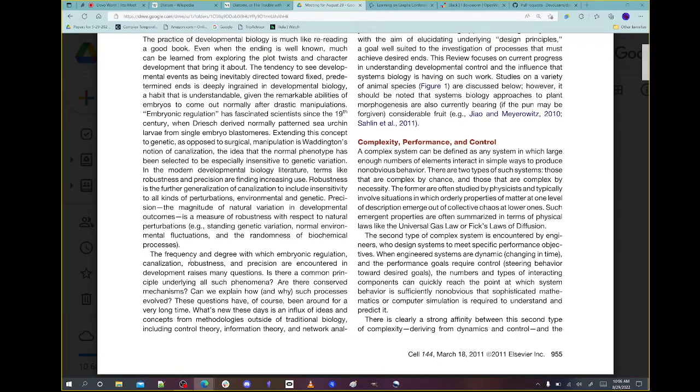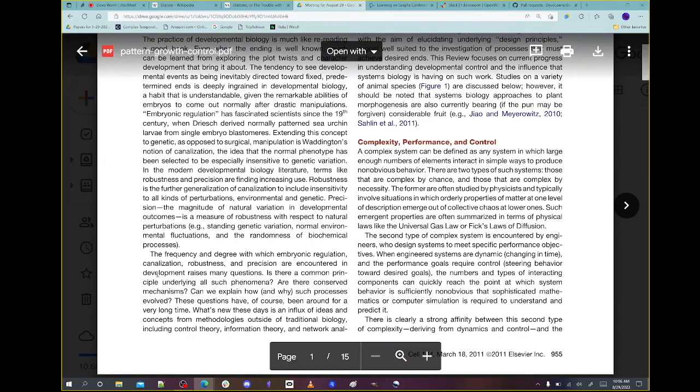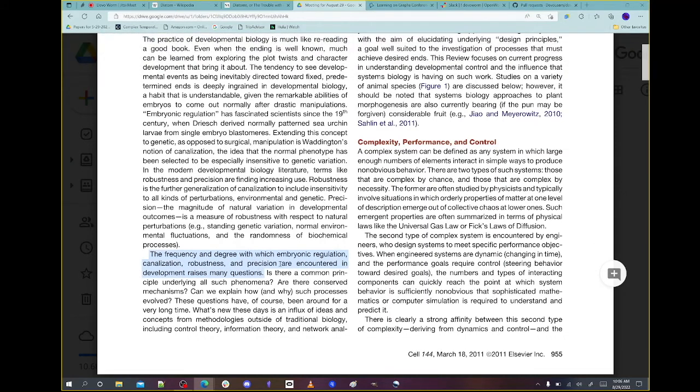So one part here mentions the frequency and degree with which embryonic regulation, canalization, robustness, and precision are encountered in development raises many questions. This is one of the things that's fascinated people about, say, embryogenesis, that you can get these precise things going on in development, and they're self-organized, in the sense of how we might see pattern formation being self-organized. And people ask what the mechanisms at play are. They're not things you can necessarily probe from typical developmental biology experiments, though people have done experiments to show proof of concept. But some of these things, like robustness, are hard to measure from a typical experiment. So you have to consider what's going on underneath the hood.